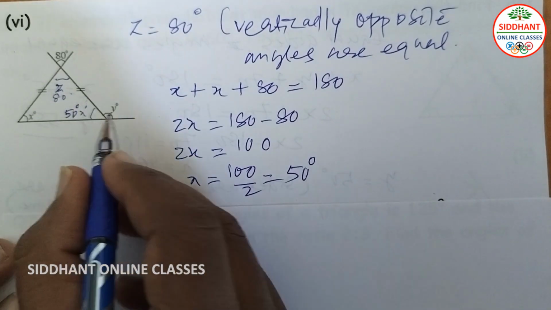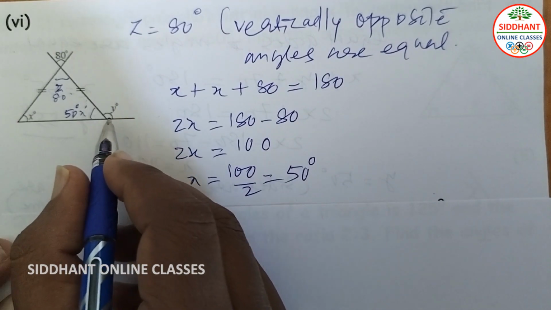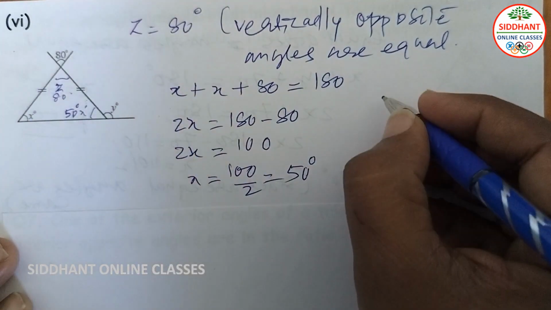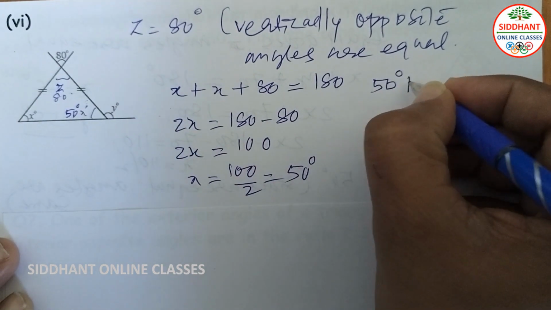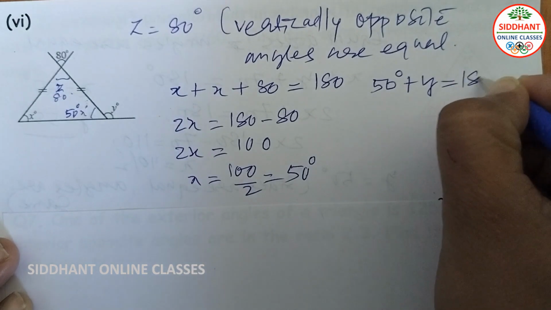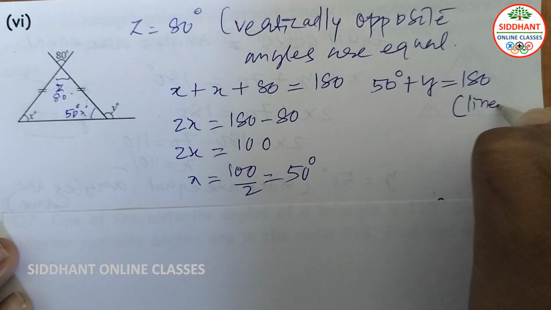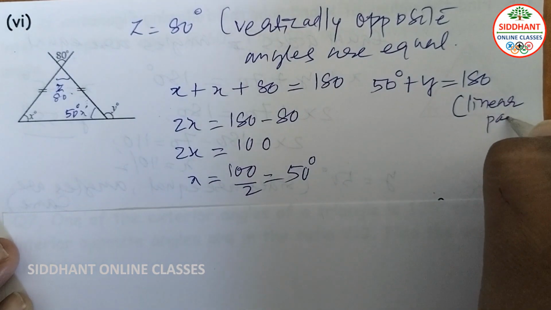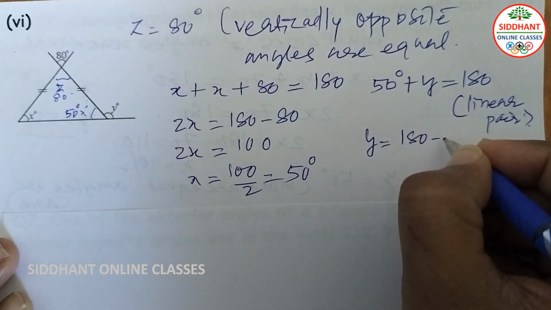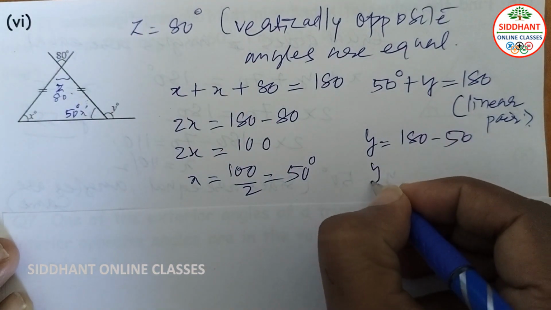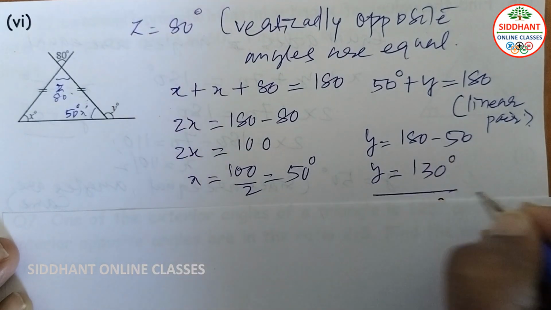So this 50 degrees and this y value both are linear pair angles, that will be equal to 180 degrees. So here 50 degrees plus y equals 180 because of linear pair angles. Then y is equal to 180 minus 50, then it will be 130 degrees here.